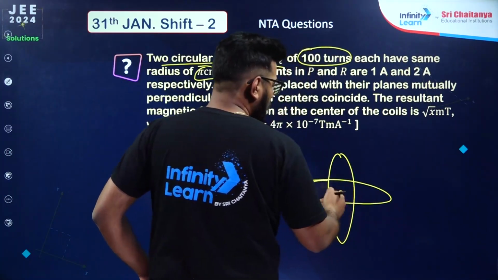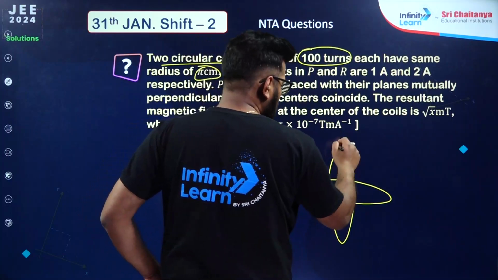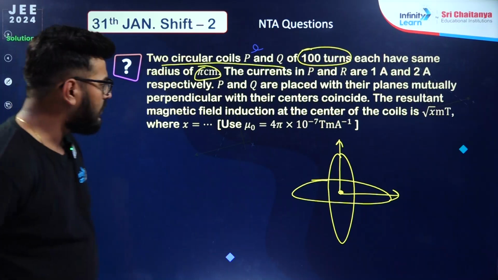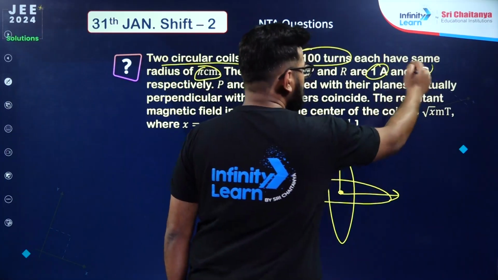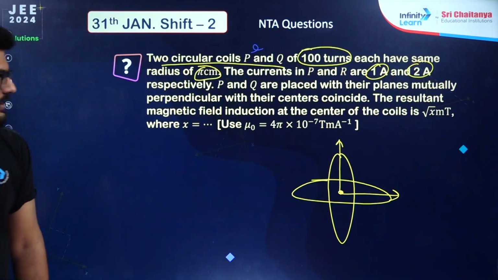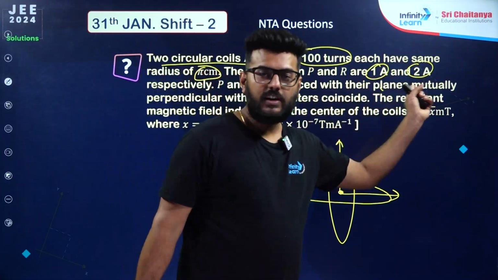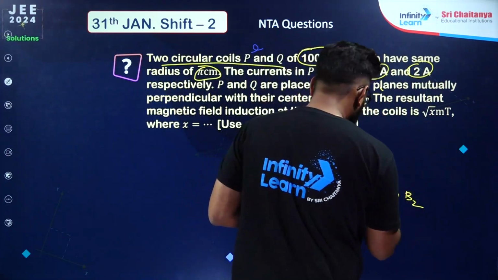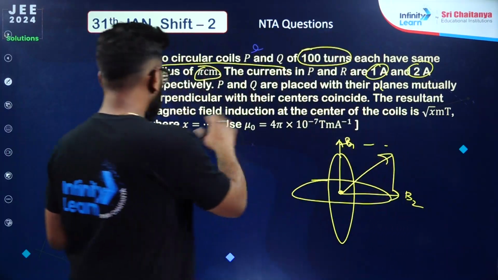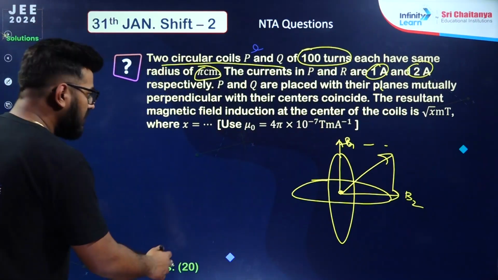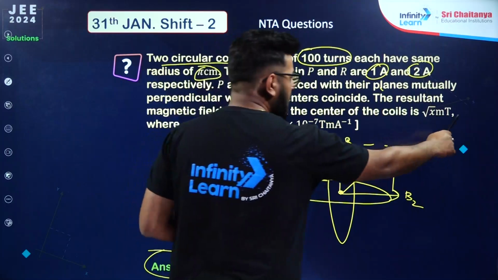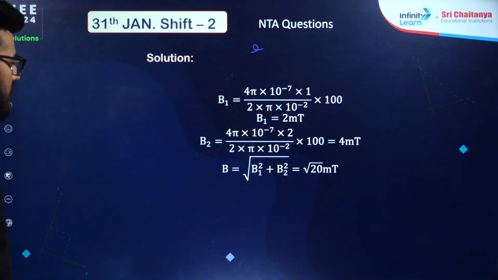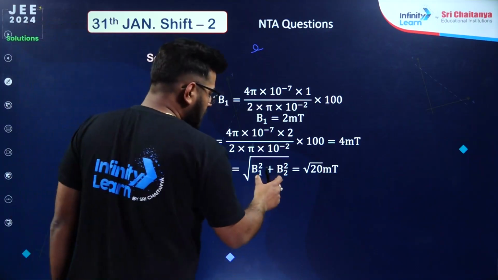Obviously, because of both of them, the magnetic field lines will be perpendicular, and for the final answer you need to take the under root of them, because see, the current is also different. One is having I1, another one is having I2. So one will be having B1 and another will be having B2. So you need to find out the net resultant magnetic field they are asking, right? The correct answer is going to be under root of 20 milli Tesla.